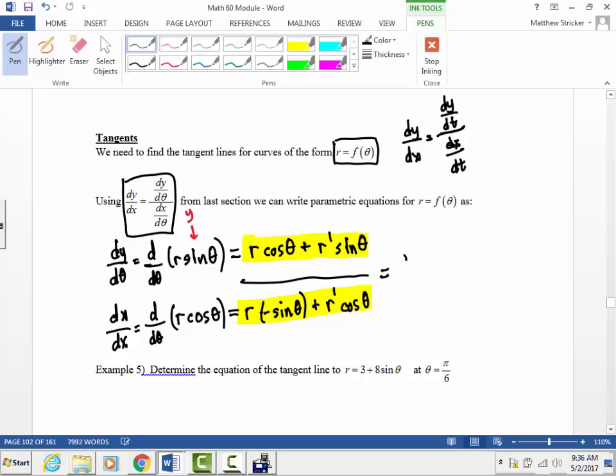This is equal to dy. I'm running out of gas with my pen here. It doesn't want to write. I think my battery's dying.